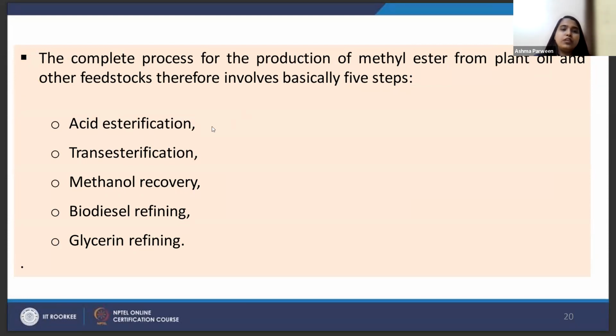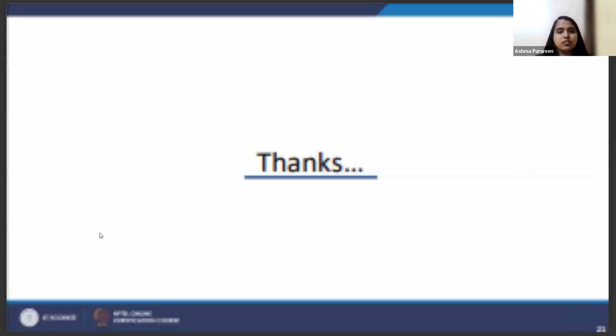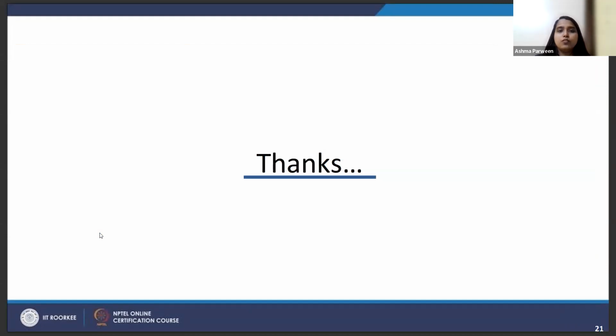The complete process for production of methyl ester or biodiesel from plant oil and other feedstock involves 5 steps. First is the acid esterification. Next is transesterification, then methanol recovery, then biodiesel refining, and glycerin refining. We will discuss these in module 5 of week 7.